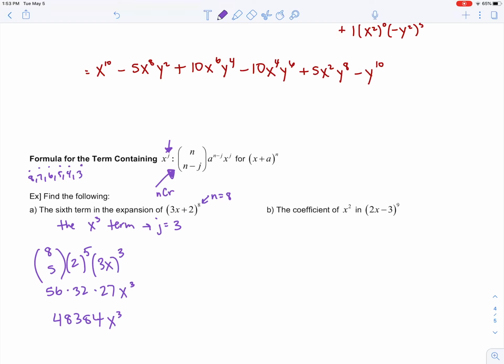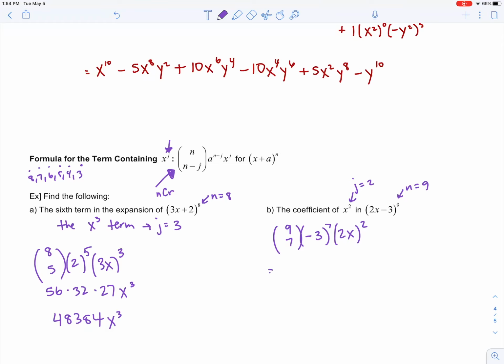Okay, one more. The coefficient of x squared in (2x minus 3) to the 9th. So this time they gave us the j. j is 2, and we have n here. I think it'll be easier to find the entire term, and then we can reference back and give the coefficient. So it's going to be n choose n minus j, so 9 choose 7, times the second term, which is negative 3. Be sure to include the sign, to the n minus j power, so the 7th power, times the first term, 2x, to the j power, which is 2.